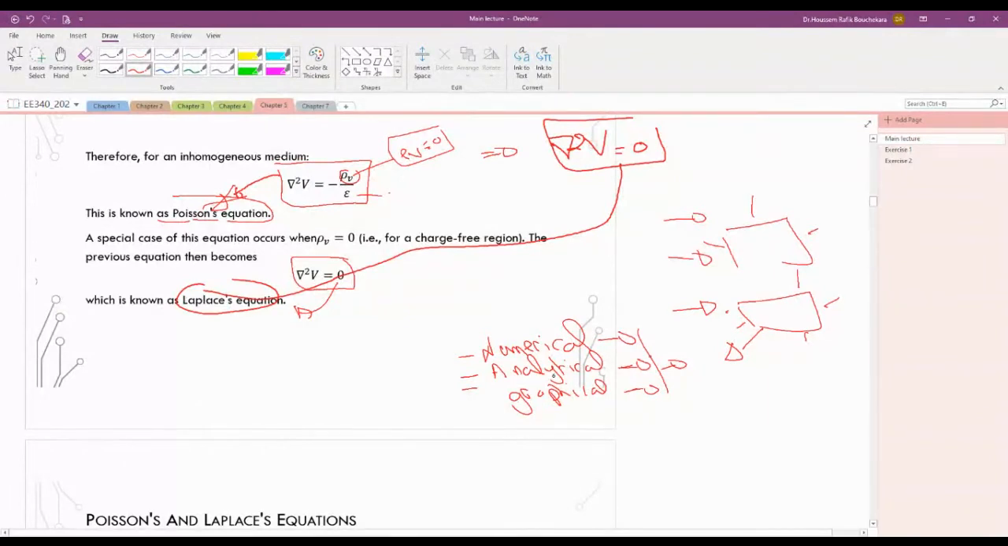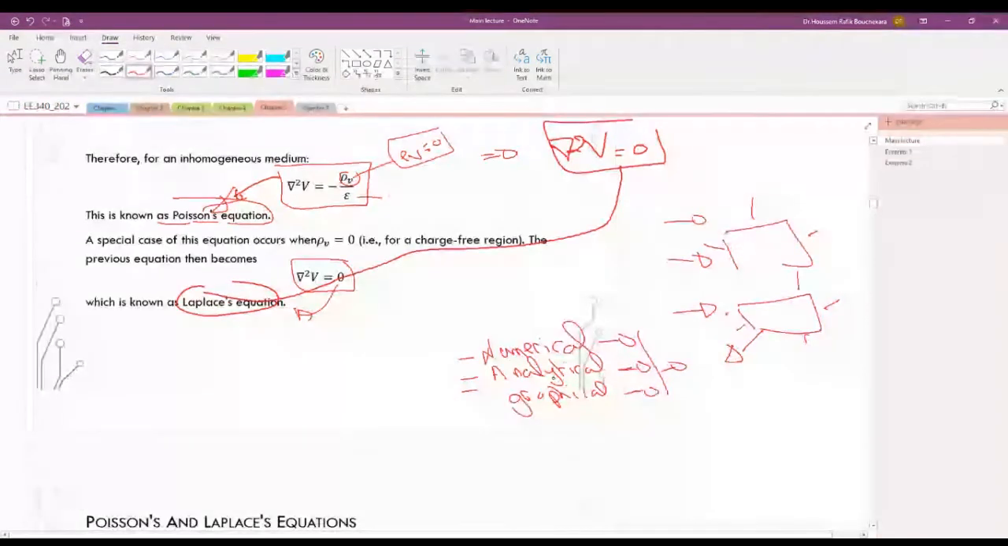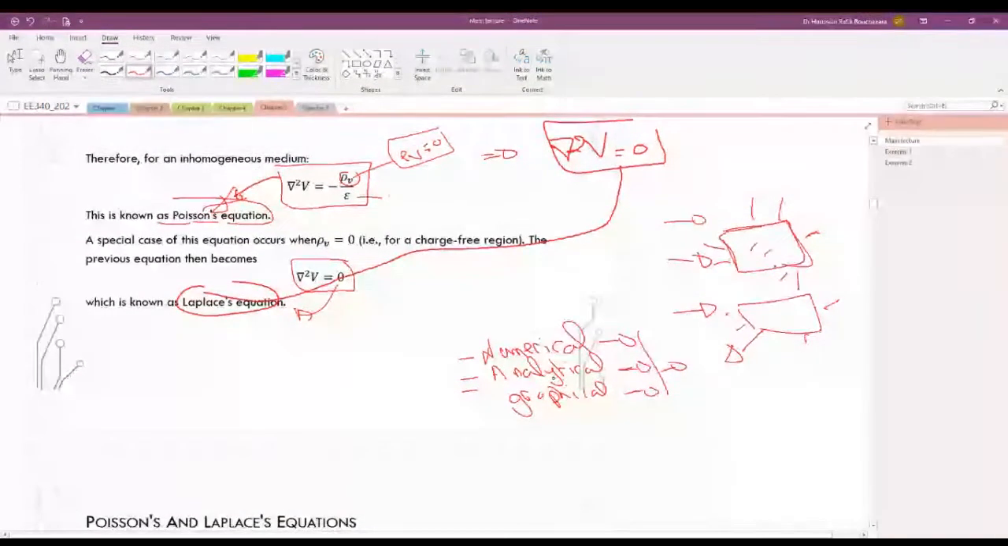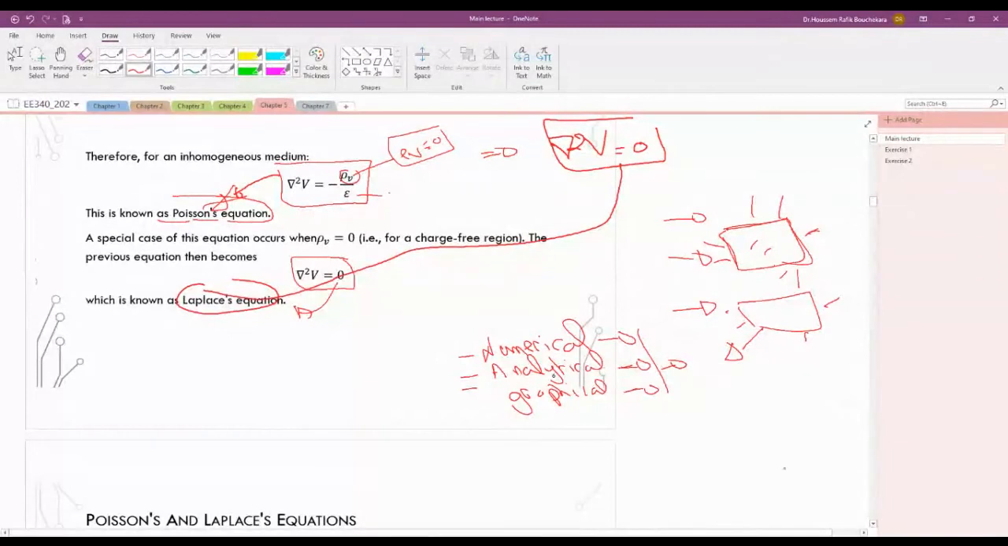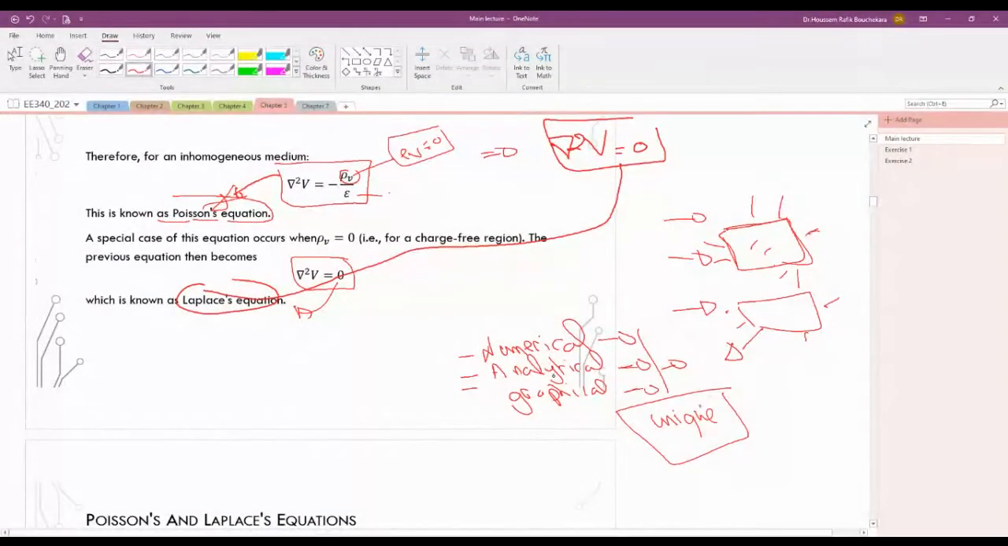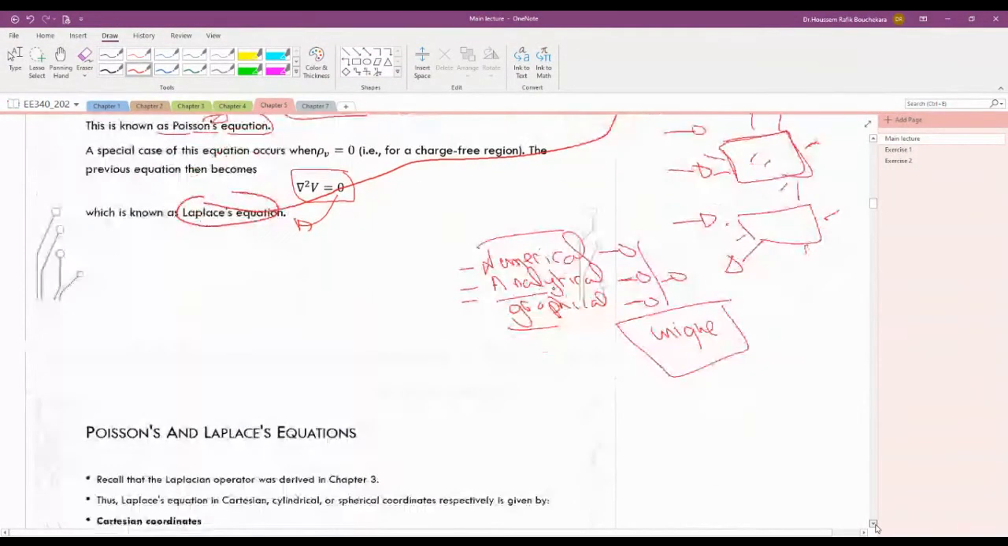Yes, the uniqueness theorem, as we have seen: if the same boundaries are used and the same equation is used, the uniqueness theorem states that the solution is unique. Unique means there is only one solution. You can solve using numerical, analytical, or graphical methods, but at the end there is only one solution.